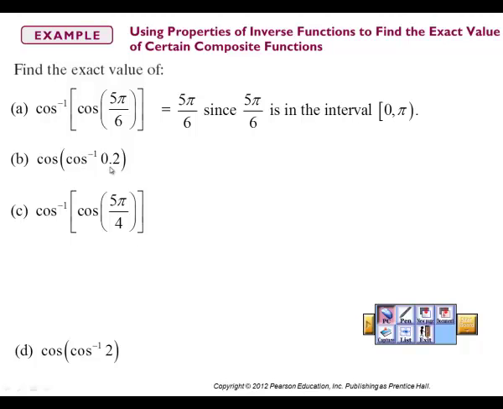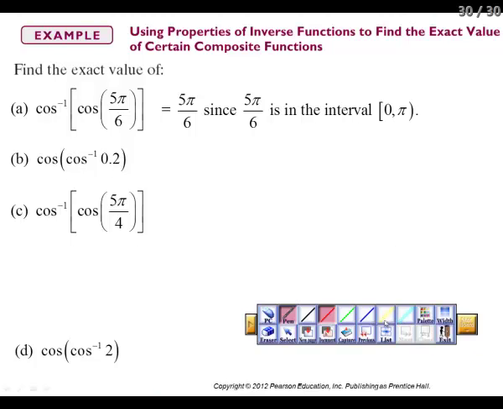So inverse cosine at 0.2, is that within our domain for inverse cosine? Well, inverse cosine domain is negative 1 to positive 1. And we can say yes. So cosine and inverse cosine would give us 0.2 for an answer there.